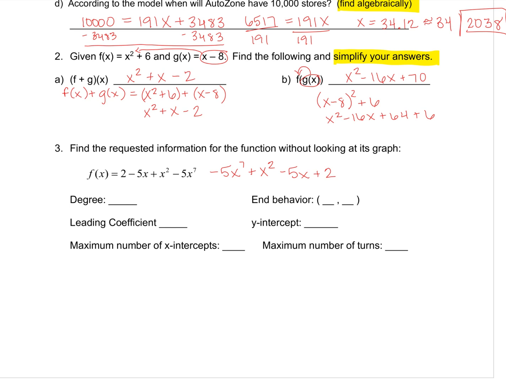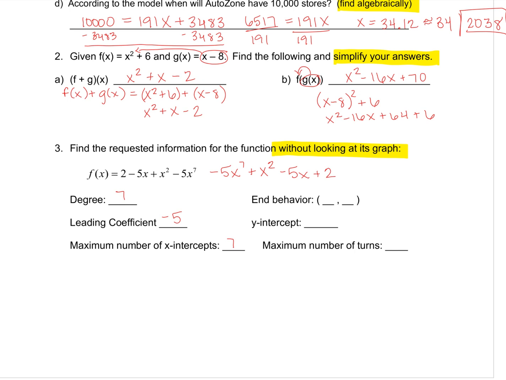So my degree is odd, it's 7. My lead coefficient is negative 5, which means it's going in a downward motion. The maximum number of x-intercepts I can have based on the information given, because I tell you very specifically without looking at the graph. So maximum number of x-intercepts or solutions will be 7.